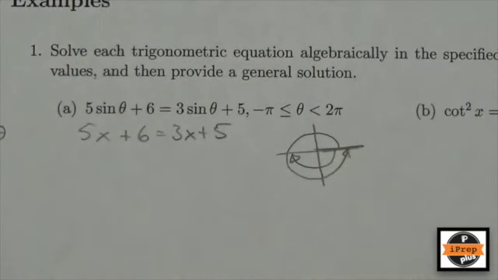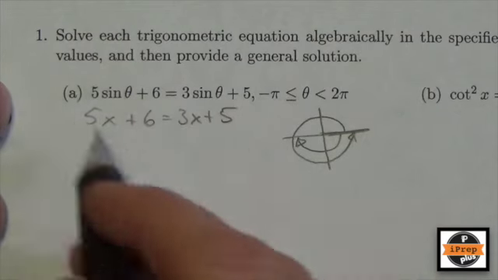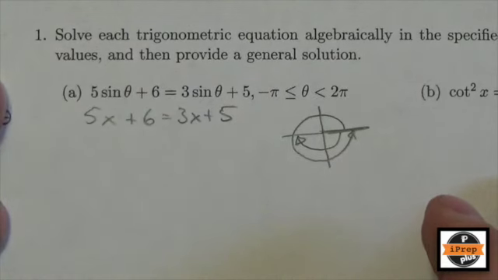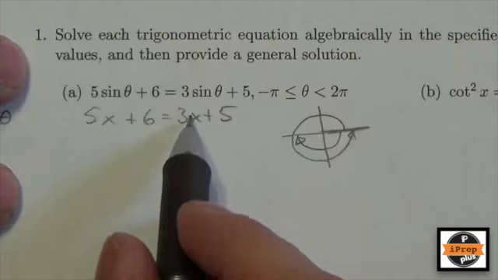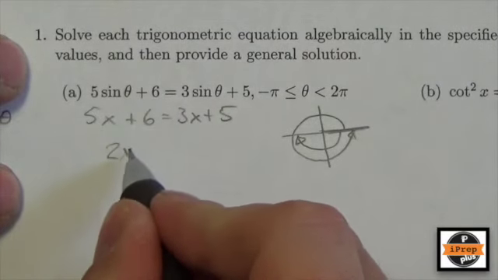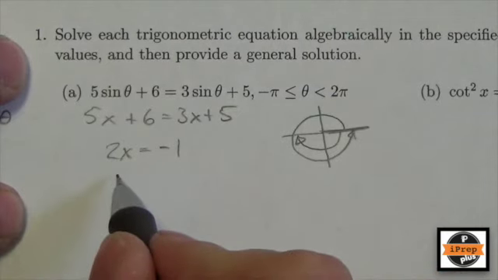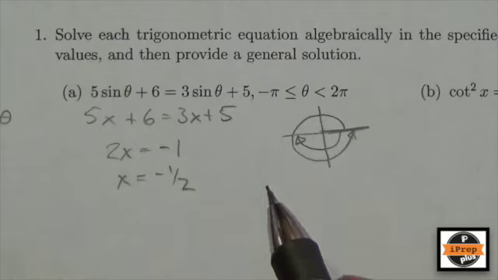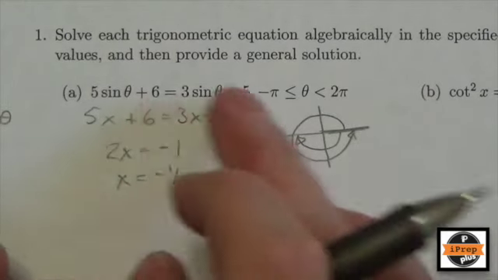There are two levels to these problems: there's the algebra and then there's the trigonometry. Let's deal with the algebra first. The trigonometry in these questions is going to be the last thing that we deal with. So we're going to get the x by itself on one side of the equation. Let's bring the 3x over. We'll bring the 6 over. Now we'll divide by that 2 and we'll get that x is equal to negative 1/2. Good. So that is us solving the algebra portion of this problem.